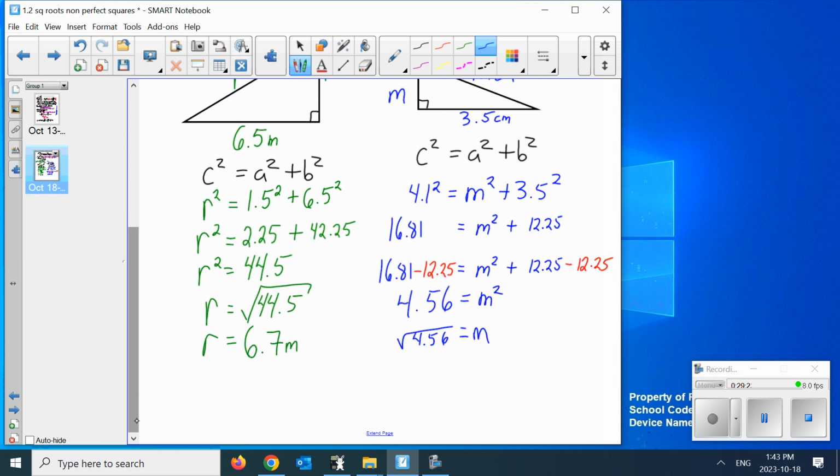Type square root. I'll give it a minute here and get some answers from people. Round it to one decimal place. 2.1. And on that diagram, I had it in centimeters. So 2.1 centimeters is equal to side M. Okay.